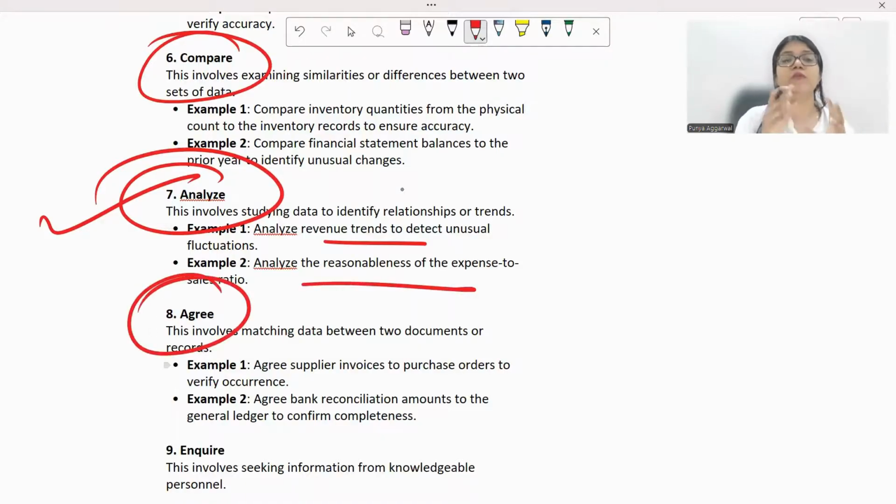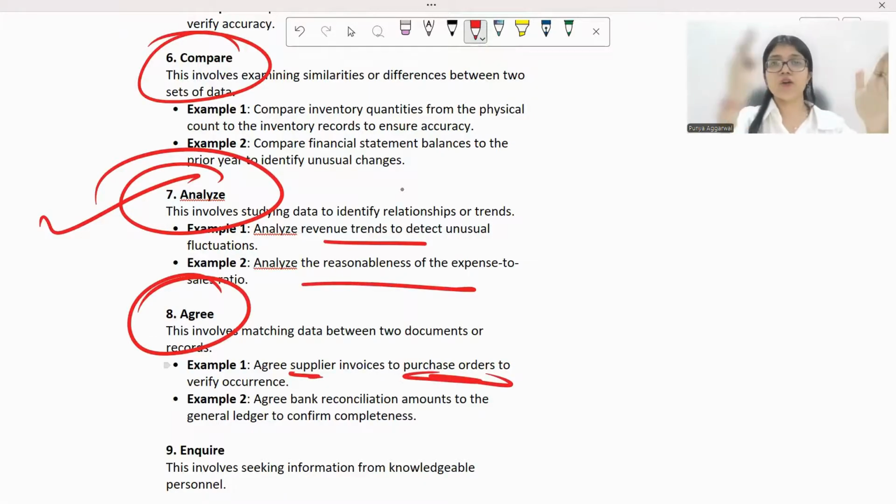Agreeing basically involves matching data between two documents or records. So you're agreeing the data of supplier invoices to the purchase order to confirm the occurrence. Again, you're agreeing whether this and this are matching or not, because for every transaction that happens, there are always 3-4 supporting documents, right?